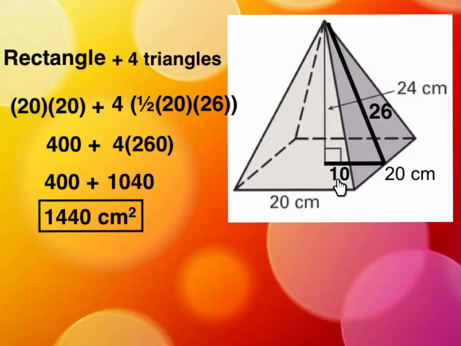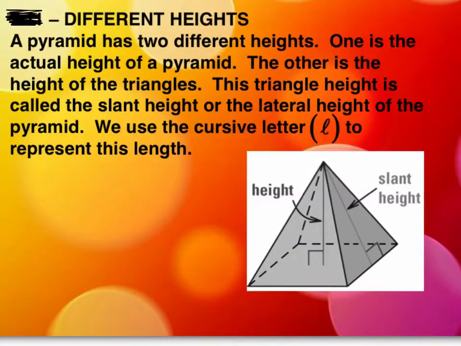So this triangle right here on the face of it is going to have a base of 20 and a height of 26. So we plug that in here, and that gives us the area of the triangle. And we have 4 of those, so we're going to multiply by 4. The rectangle is 20 by 20. Multiply that, and we add those 2 values, and now we found our surface area.